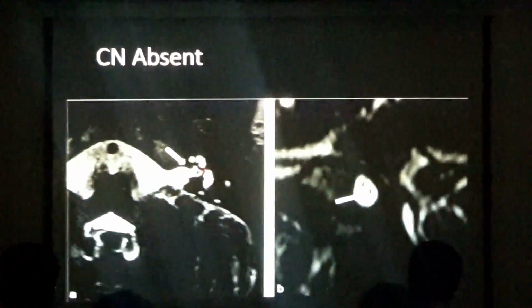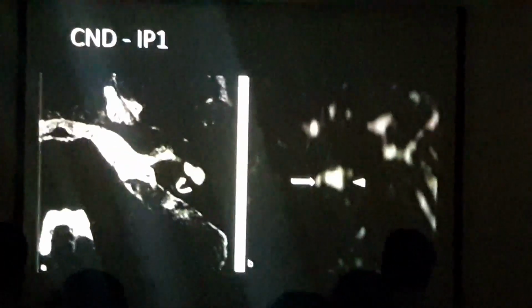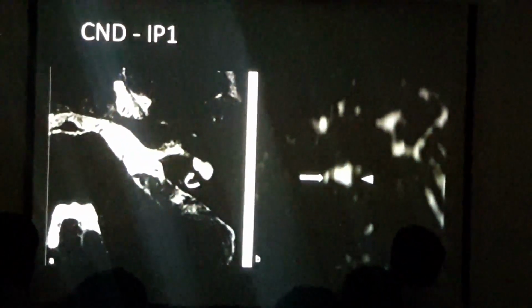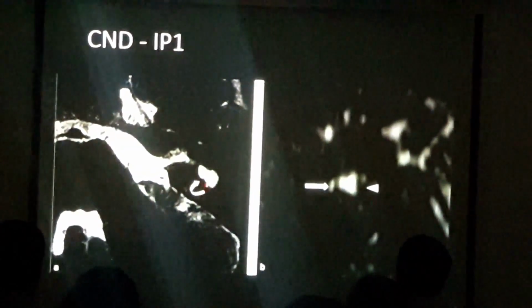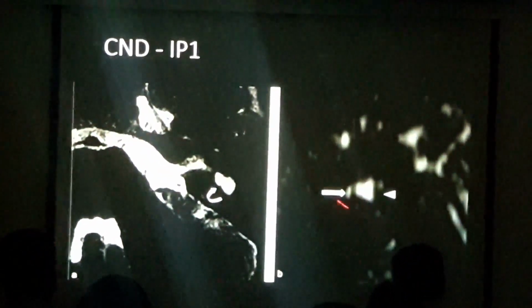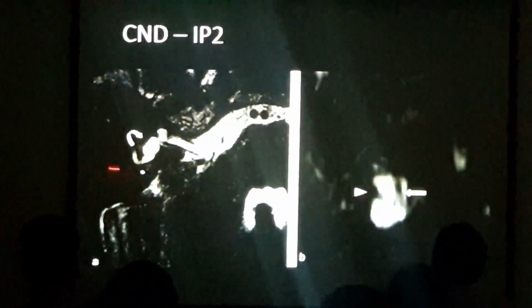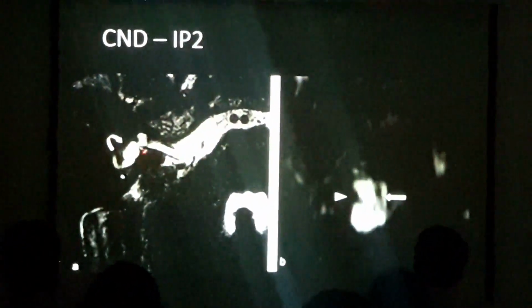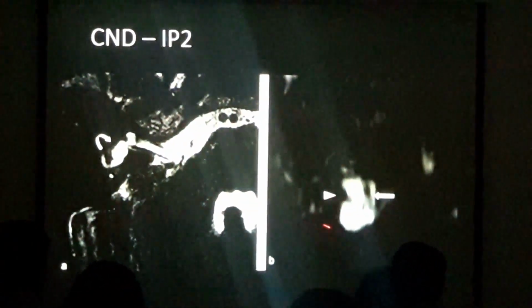Here again the cochlear nerve is absent. Yeah, this is IP1, that is the common cavity. Here there is no cochlear nerve seen at all. There is no cochlear nerve seen in this case also. IP2 is there. Again there is no connection, no cochlear nerve.